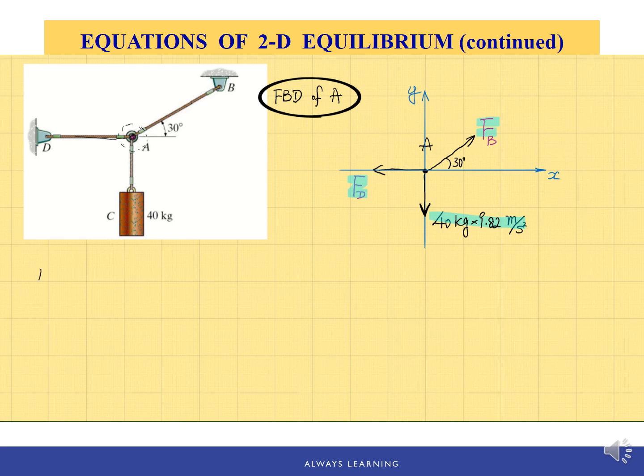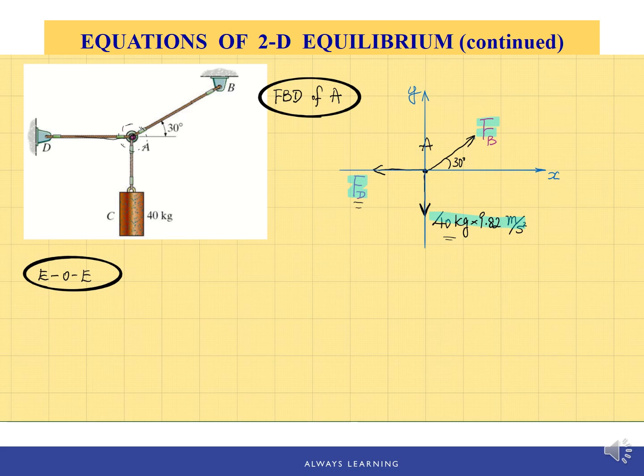Let's do the second step. Write the equations of equilibrium. Before we can write the equation of equilibrium, usually we need to resolve the force into x and y components. Since FD and this given force are pointing directly in the x or y direction, we don't have to resolve those two. So we need to resolve FB into x and y components.